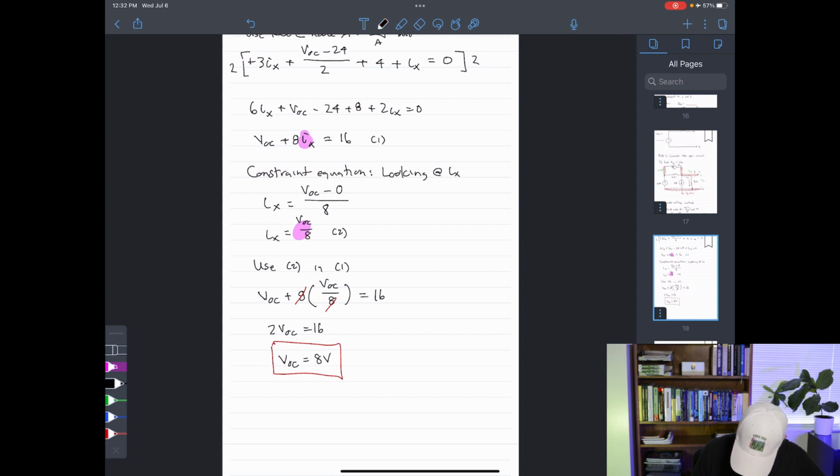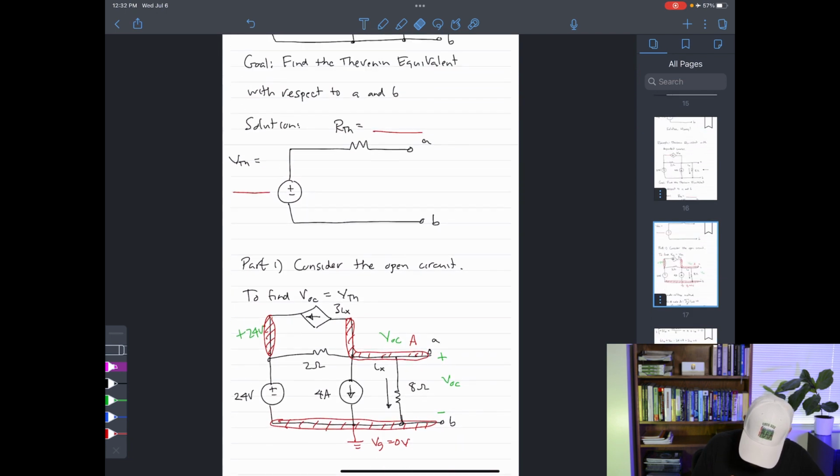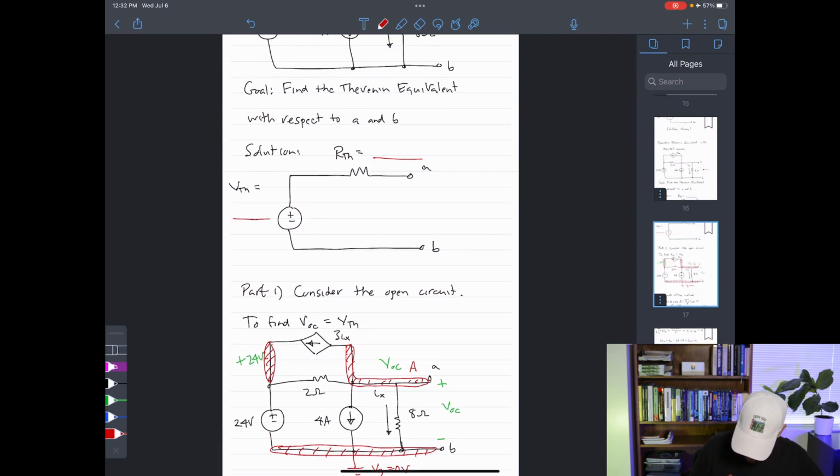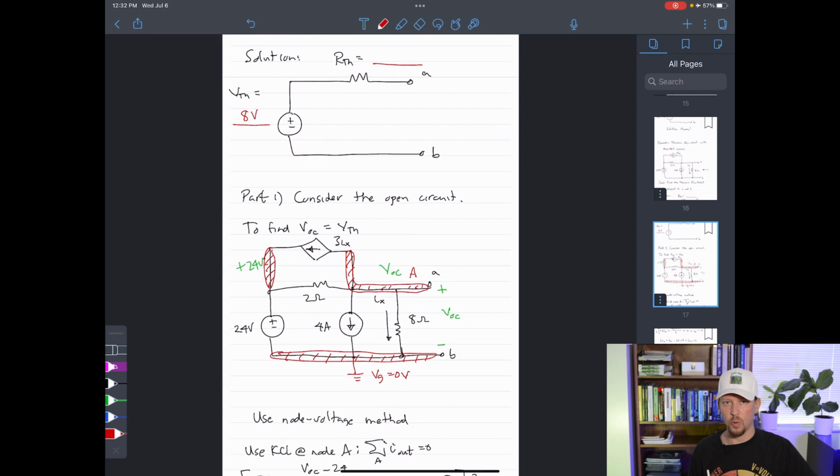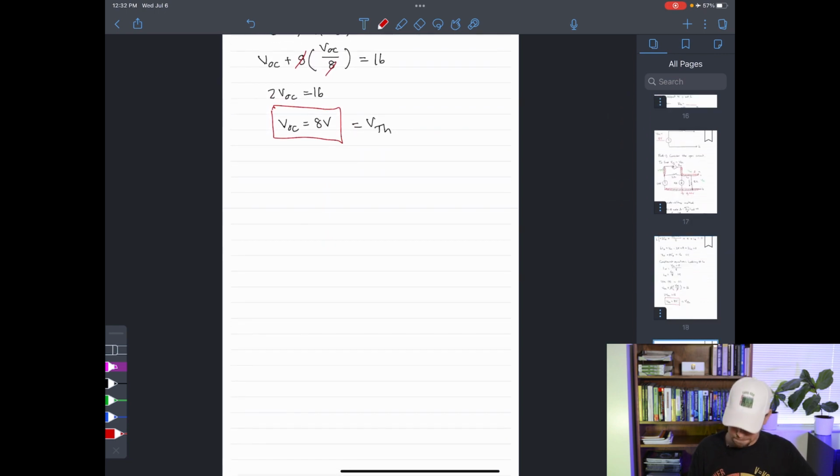This is the first portion that I need to keep in my back pocket. This is equal to the Thevenin voltage. So I now know, in terms of my solution, that this right here is 8 volts. That's the same open circuit voltage that we just found in part 1. Now let's move on to part 2.